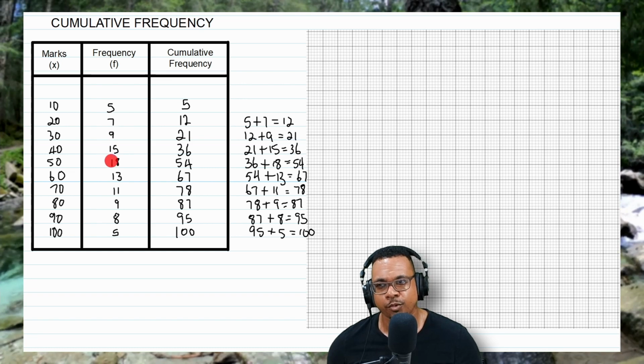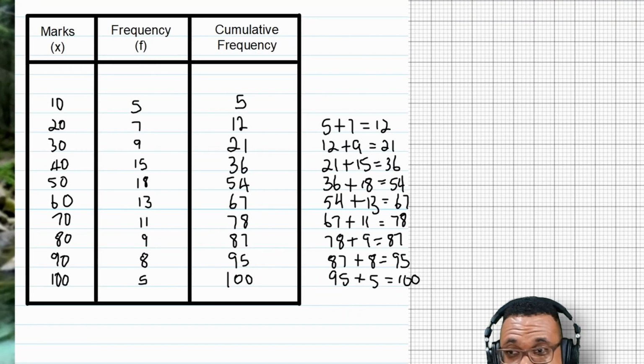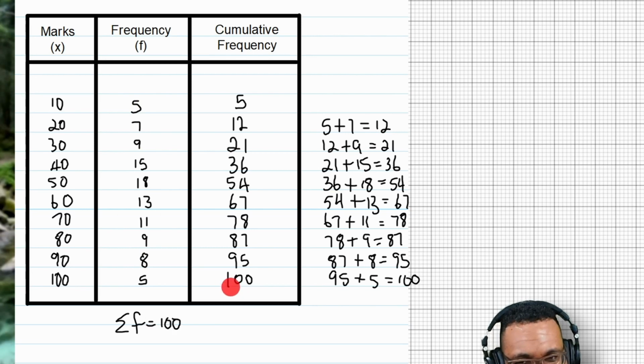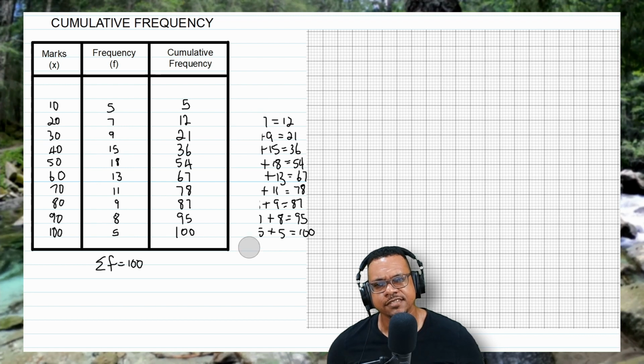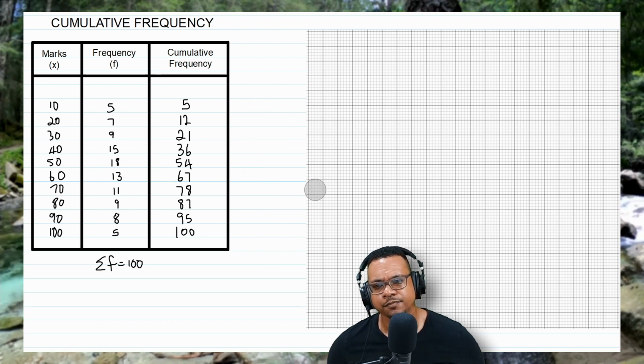Now, if you were to add up all our frequency here for sigma f, so sigma f would be equal to 100. So the last number for a cumulative frequency is equal to the sum of all your frequencies, which is sigma f. Now I'll just erase this here, since we don't need it anymore.